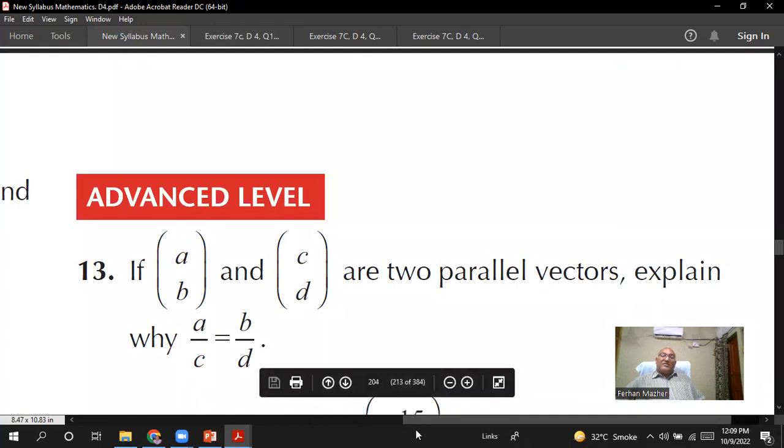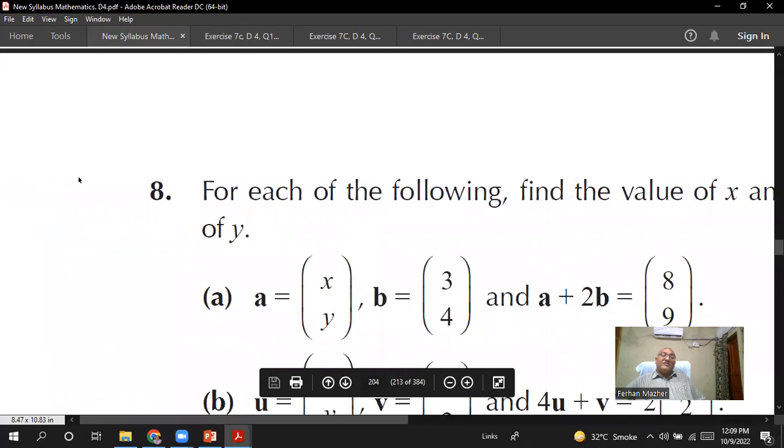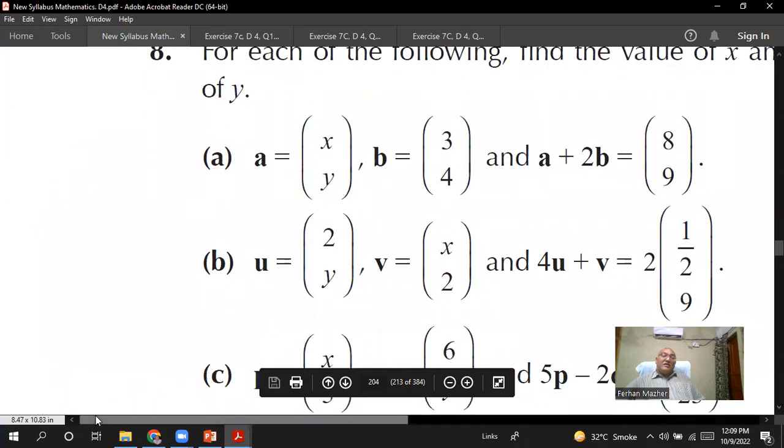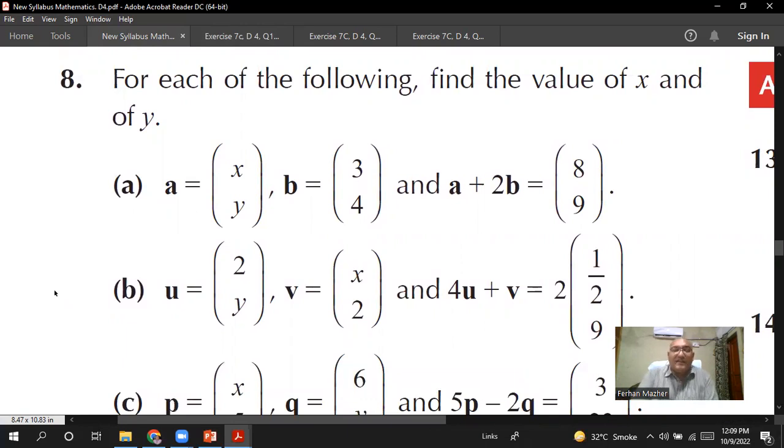Okay, so we are going to the next question. The next question of this exercise is coming up, and that is question number 8. He says, for each of the following, find the values of x and y. Here, a vector is given, which is (x, y), and B vector is given, whose column vector is (3, 4). And then an equation is given, which is A plus 2B is equal to (8, 9). So we have to find the value of x and y.